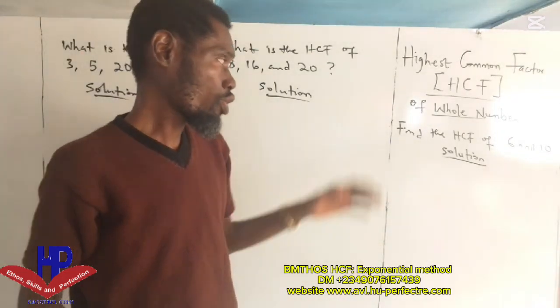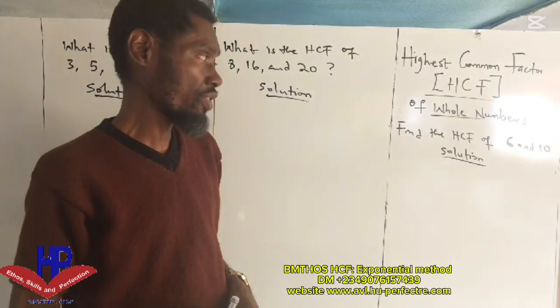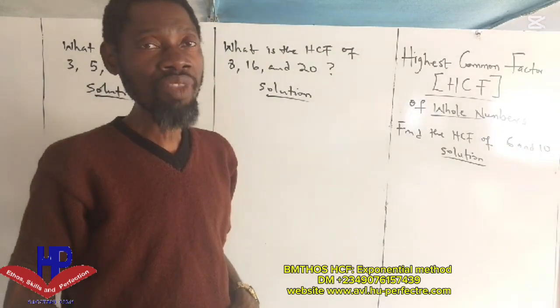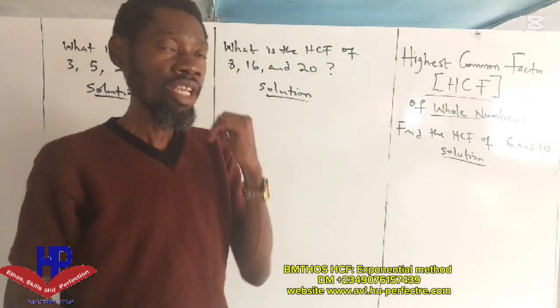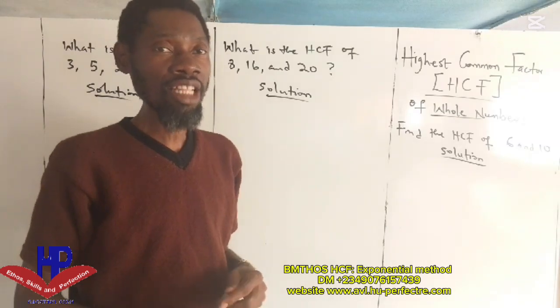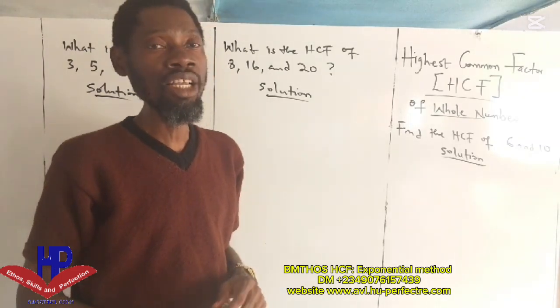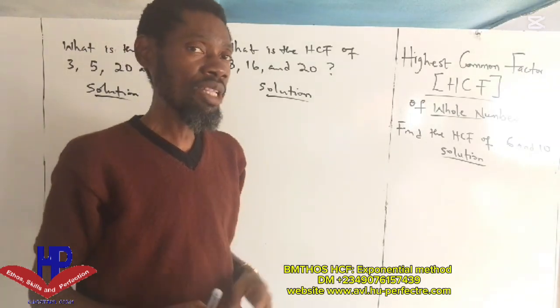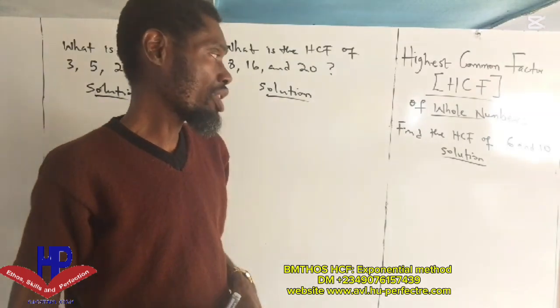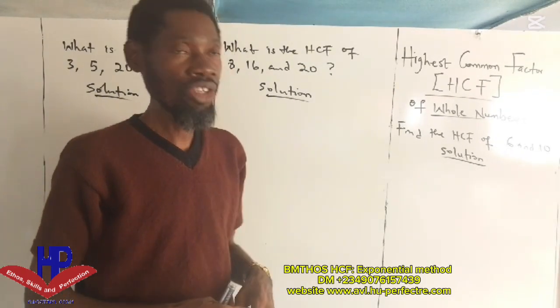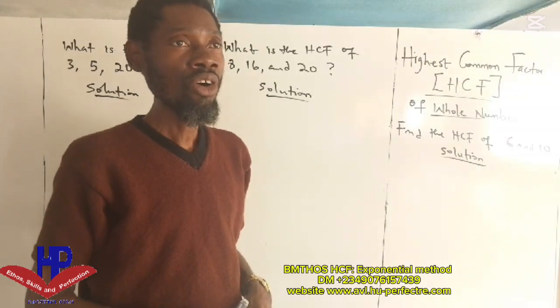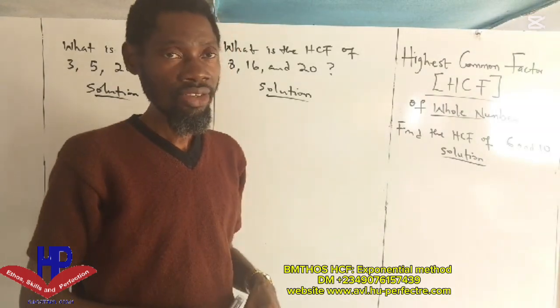The first question is: find the HCF of 6 and 10. We are using the exponential method. We used the tabular method in the previous class. Let us learn how to use the exponential method. In the exponential method, we shall be dealing with the prime factors of these numbers.